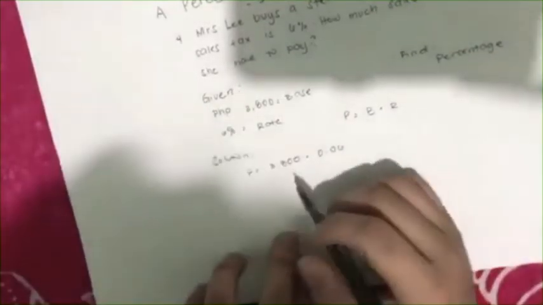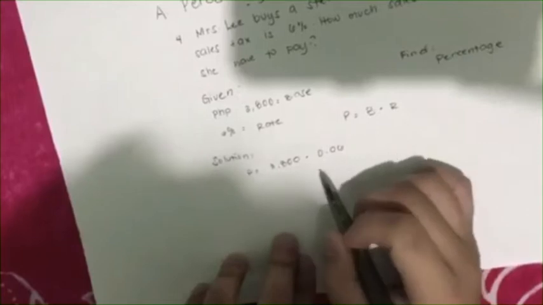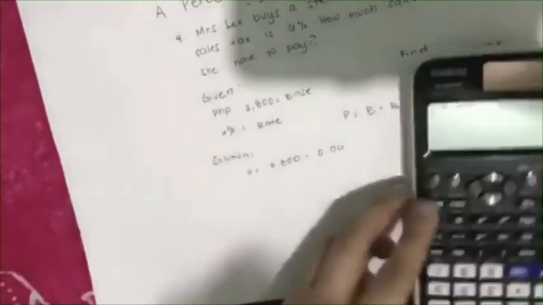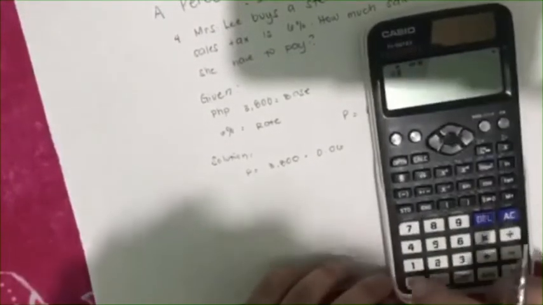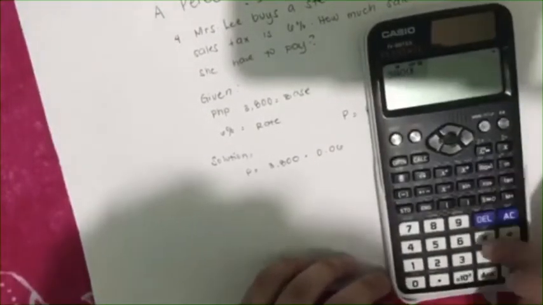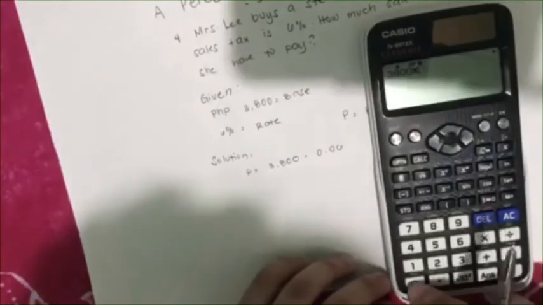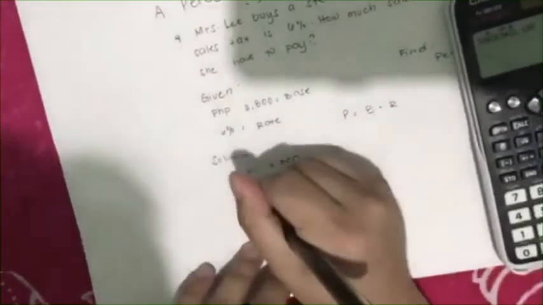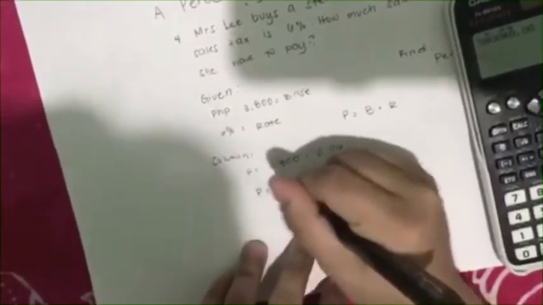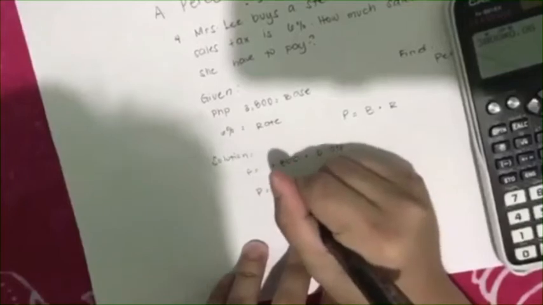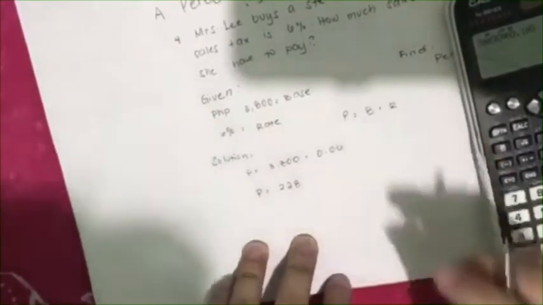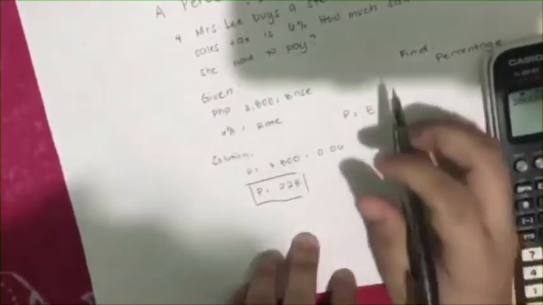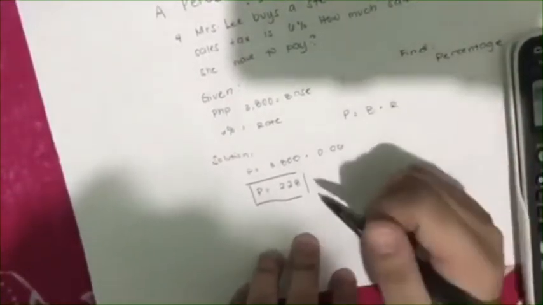And then next, i-multiply lang natin yung 3,800 times 0.06. 3,800 times 0.06. So, meron tayong total of 228 pesos. So it means ang total na tax na babayaran niya is 228 pesos.